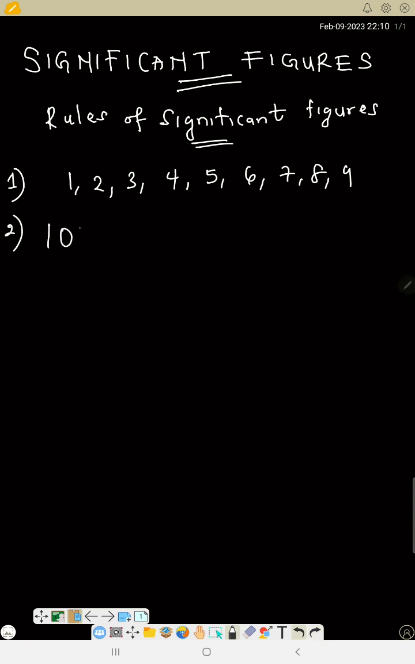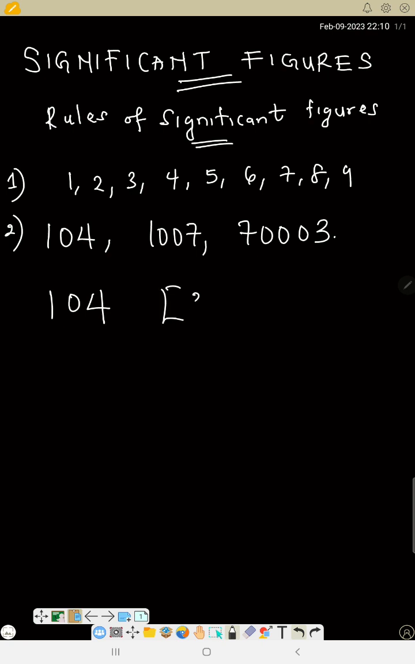Now number 2, zeros between non-zero digits are significant. Example, if I have 104, 1007, 70003. If you look at all these numbers, we count the zeros between the digits as part of the significant figures. For example, 104 is 3 significant figures. Any zero you have between numbers is significant.